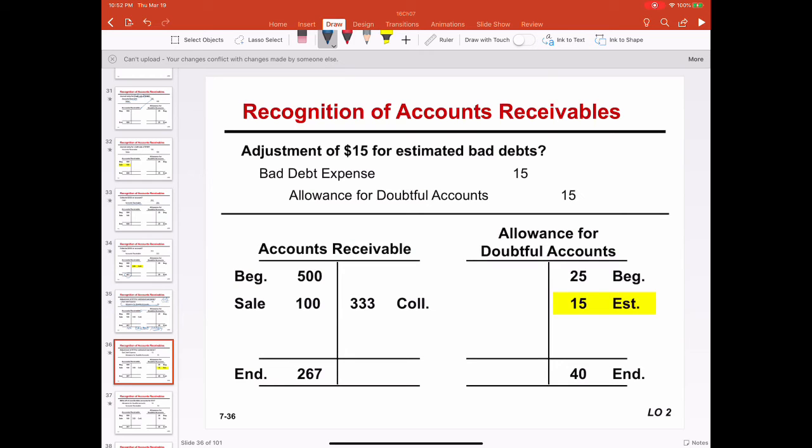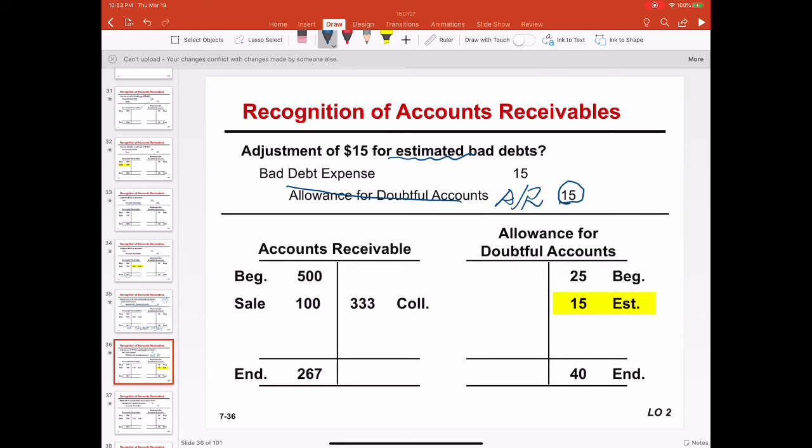Okay, so some of you may ask the question, why do we not write off accounts receivable directly, but instead we credit allowance for doubtful accounts? The reason is this is an estimate. So we post this $15 decrease in the net realizable value of accounts receivable to its control account rather than directly credit accounts receivable.